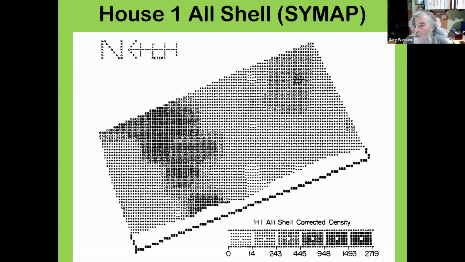Okay, this is a SimMap. And I know this is older software, but basically this is to take all the shell densities and look at density patterns on the house one floor. And here, this is all shell, not separated by taxa. This is the total amount of taxa. And we can see that the highest density of shells is over here toward the northeast corner. And the second high density is in the southeast corner.